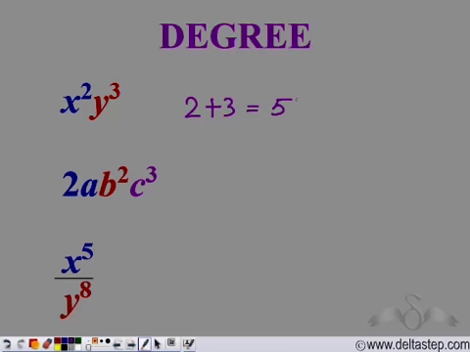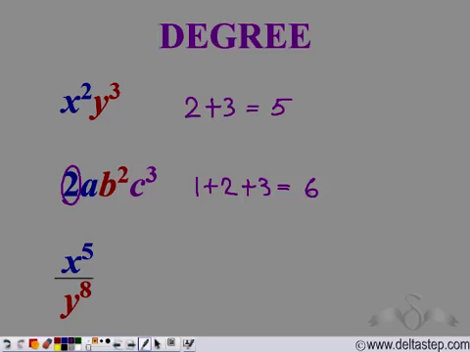What about this? Now we have 2 into a b square c cube. We do not consider the constant term while calculating degree. We simply consider the power of the variables. So we have 3 variables a, b and c. We consider the power of these 3 variables. Power of a is 1, power of b is 2 and power of c is 3. So 1 plus 2 plus 3 gives us 6. So the degree of this term is 6. We ignore the power of the constant term, which is 2 here.